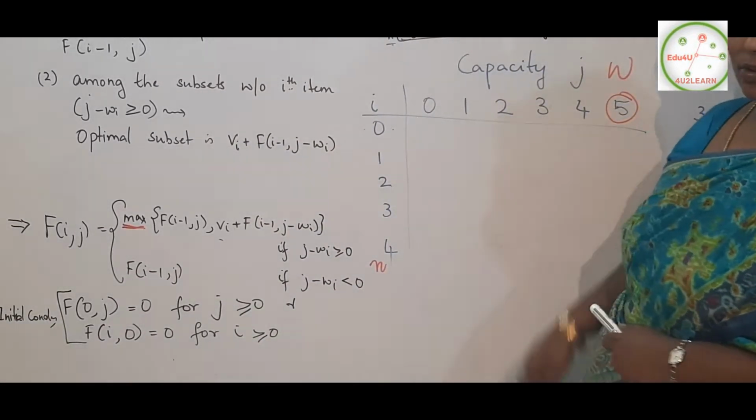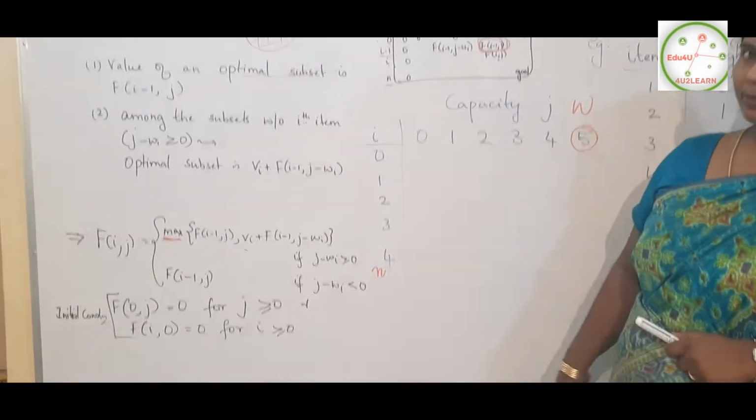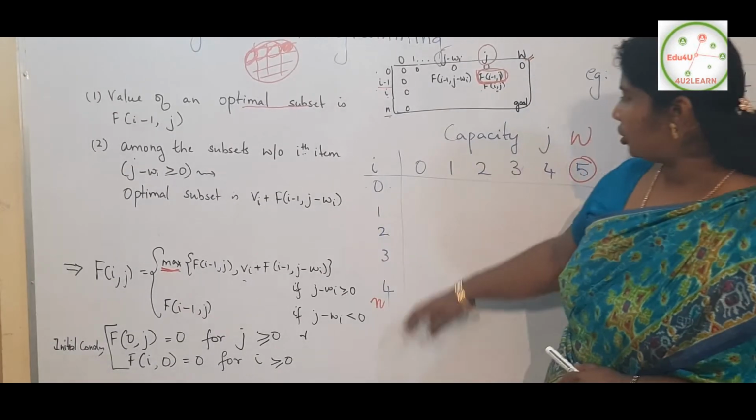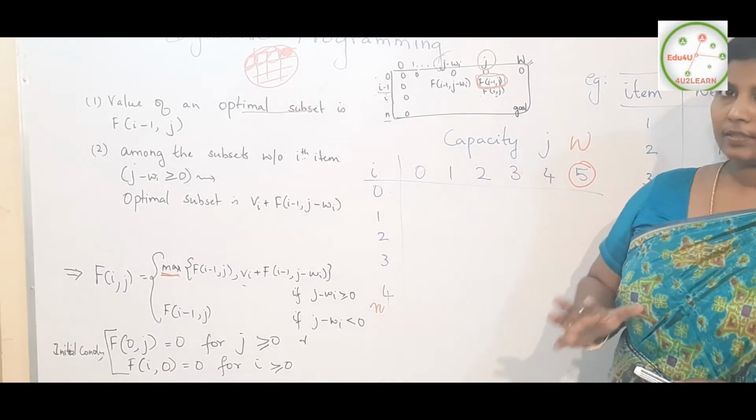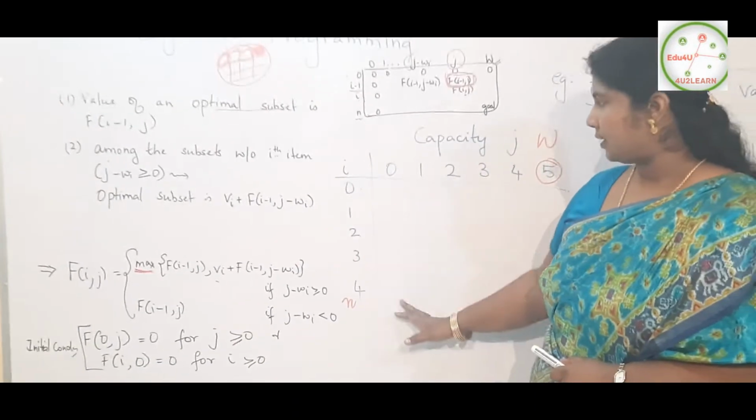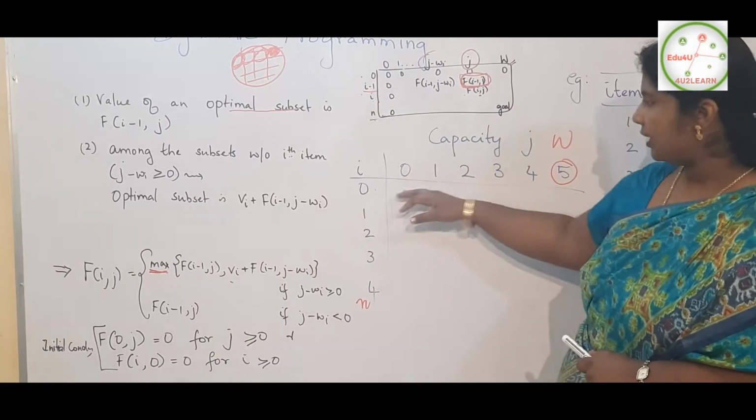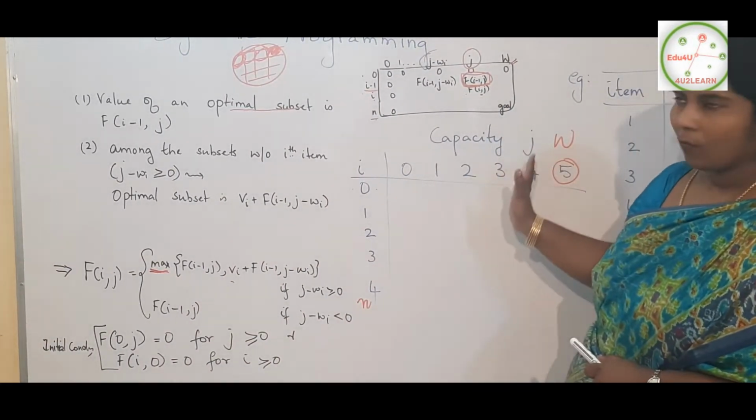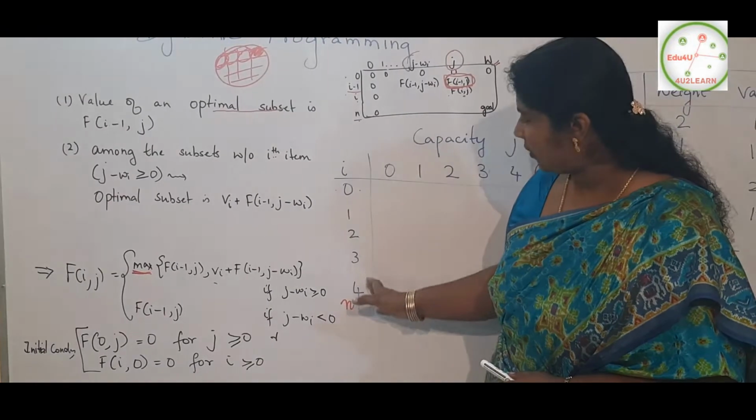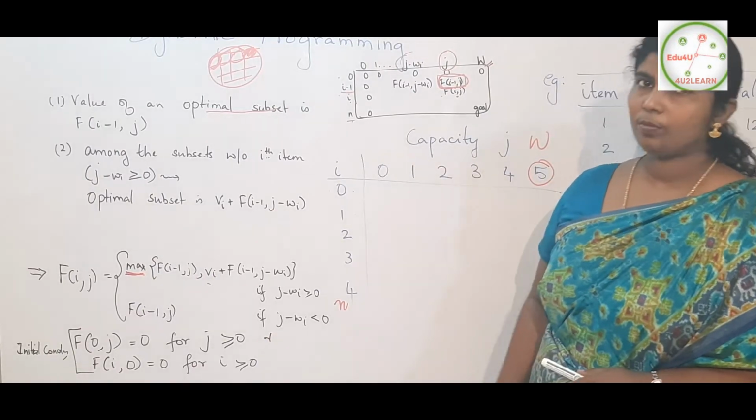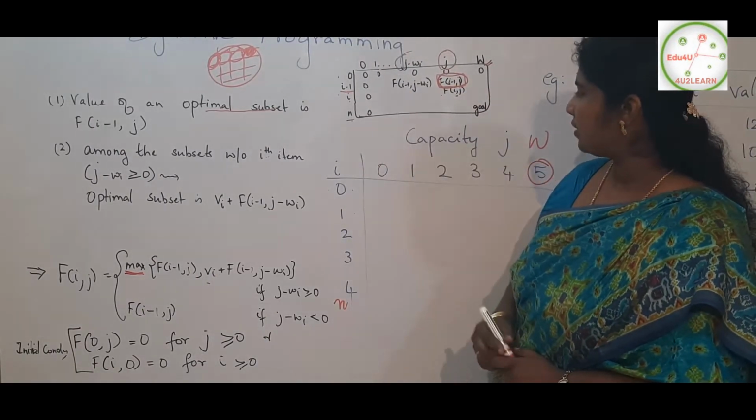you have some value capacity j, then it is going to be 0 value. And the next initial condition is, you have some value for I, but j, the capacity, is 0, it is also going to be 0. Okay, so these are the two initial conditions. That is, I is 0, then j, you have some value, it is going to be equal to 0. In the same way, if I value is there and j is going to be 0, it is going to be 0. I have marked here, isn't it, as general condition.